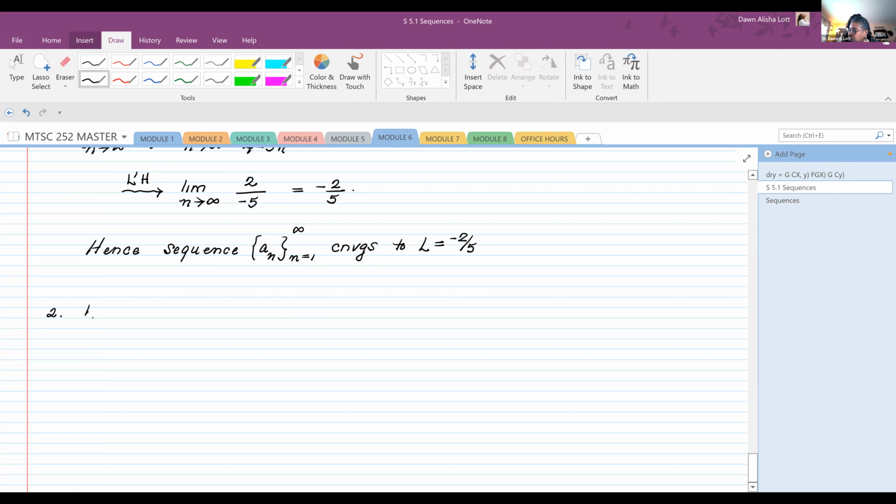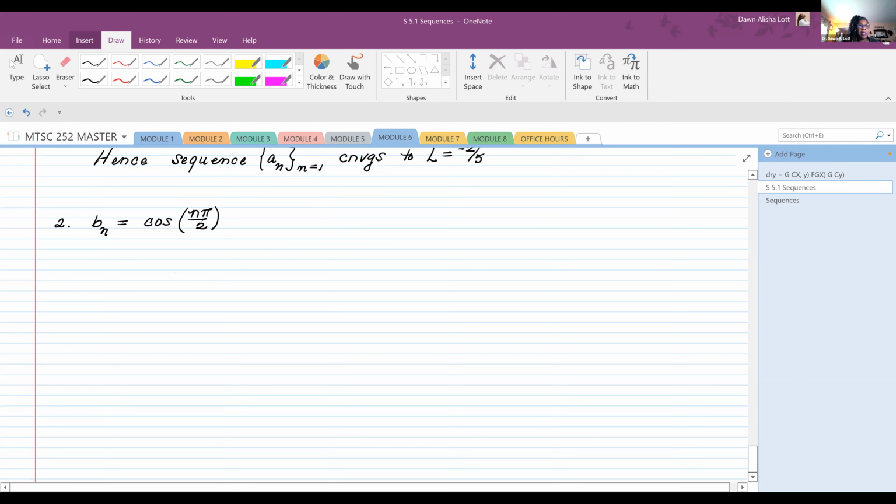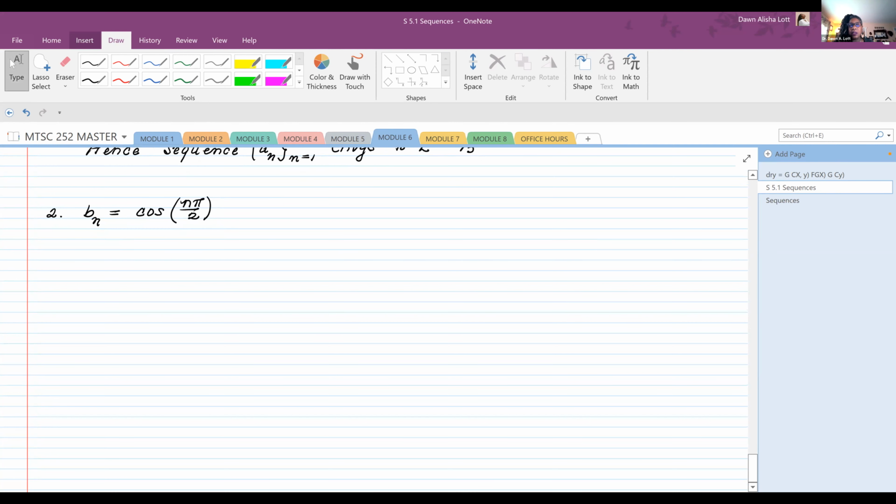a_n, actually I'm going to call it b_n, is the cosine of n pi over 2. Now we all know that the cosine function just goes up and down, up and down, up and down. So I'm assuming that I'm really not going to get a limit because the cosine doesn't get smaller. But let's just see what we get. Okay, so I'm going to plot some numbers here.